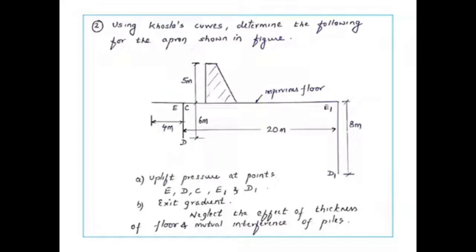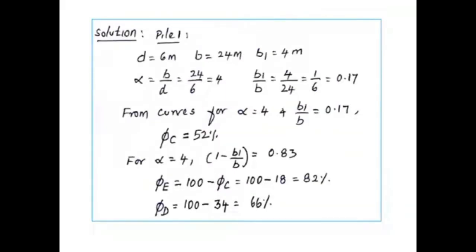These are very simple problems where we are just required to refer to the graphs and get the pressures at points E, D, C, E1 and D1. We know that for the pile 1, D is 6 meters and B is 24 meters. Similarly B1, the distance of that pile, is 4 meters. So alpha is B by D, 24 by 6, that is 4. B1 by B we can calculate as 0.16.